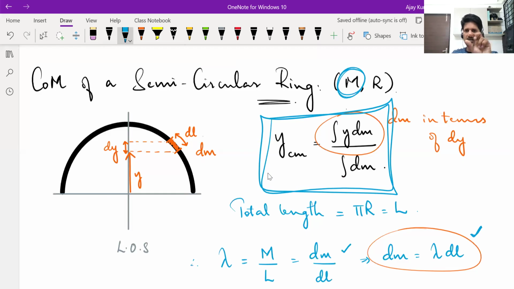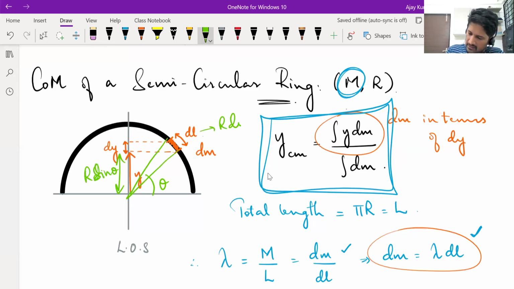But when we visualized an element and its y-coordinate, we ran into trouble. The problem was that it was difficult to express mass of the element in terms of the height dy. We can express mass in terms of length dl, but expressing it in terms of dy was the trouble. So what we did is we took help of theta. We called this angle as theta. Then the y-coordinate changed to r sine theta, and dl changed to r d theta, and then our problem was solved. Mass we expressed in terms of theta, y-coordinate also we expressed in terms of theta. Now there's only one variable, we could easily integrate. That's what we did effectively.